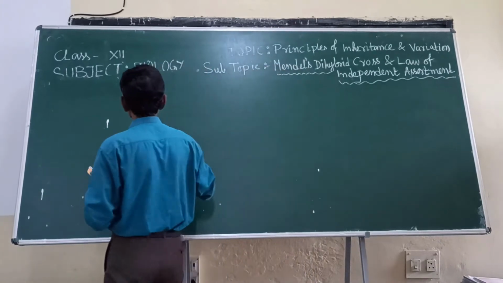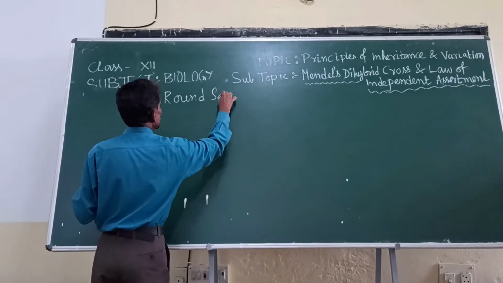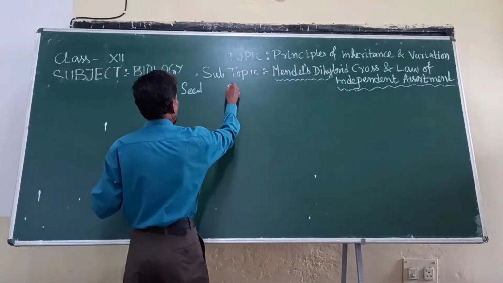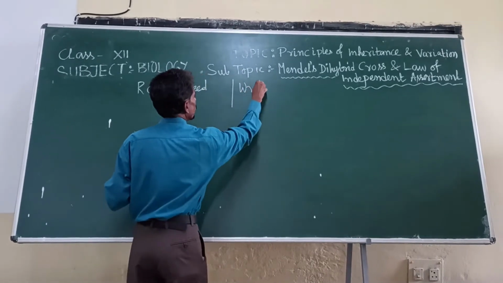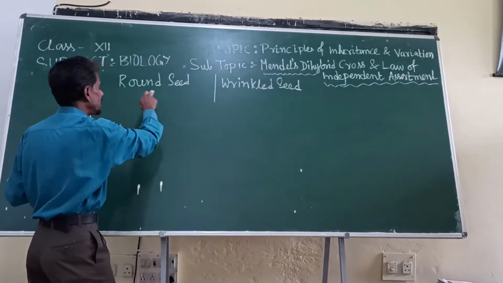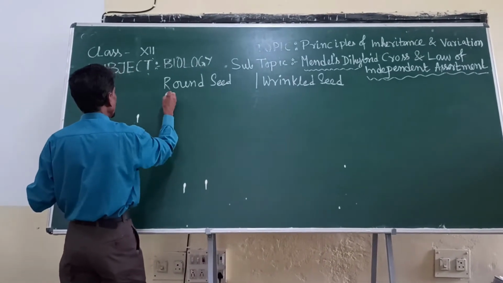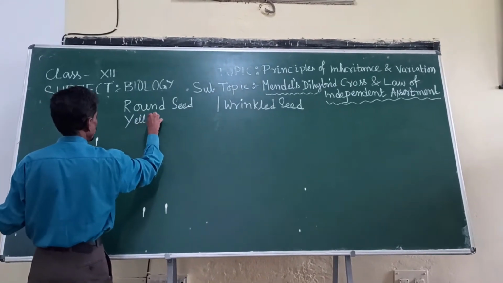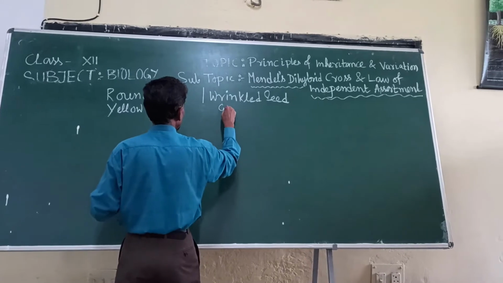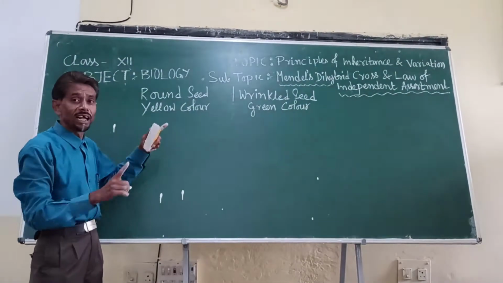So let me give an example of a round seed produced by a pea plant. Most of the experiments of Mendel were based on the garden pea plant. So the round seed versus a wrinkled seed. This is a single pair of contrasting characters if we take round seed versus wrinkled seed. But if we add one more character, that is yellow color seed and the green color seed. So here we have taken two pairs of characters and they are contrasting.